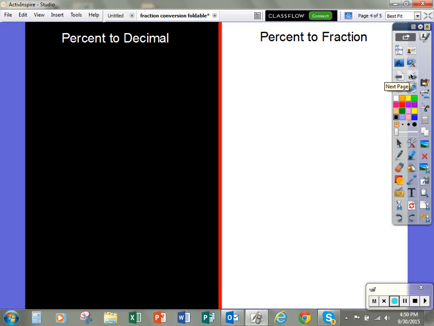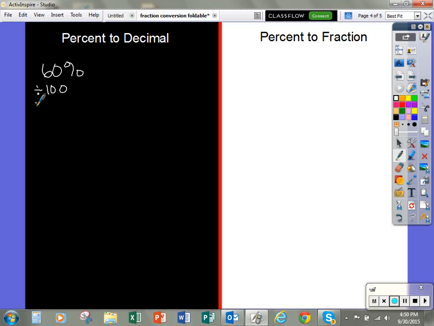Finally, percent to decimal. Well, that's just going in reverse of what we just did. So let's take a percent, 60%. This time we're going to divide by 100. And when we divide by 100, basically that means we're moving our decimal 2 places to the left.